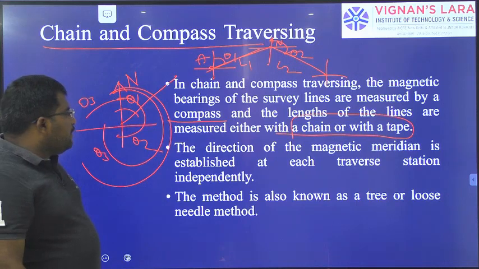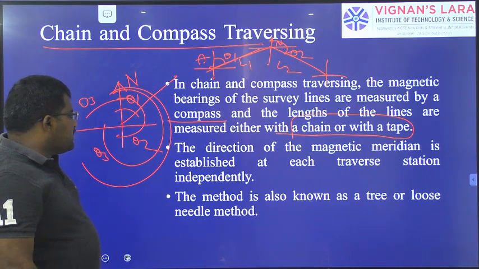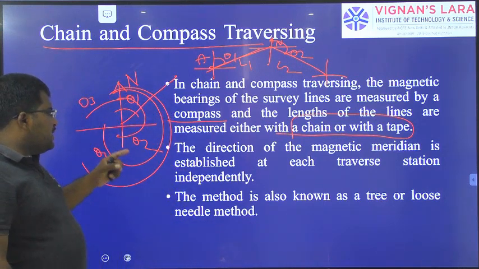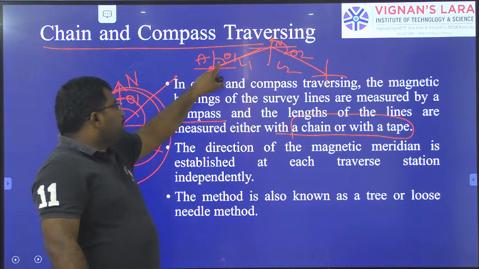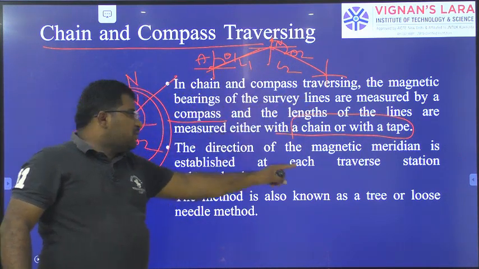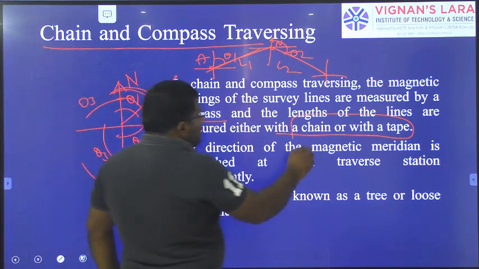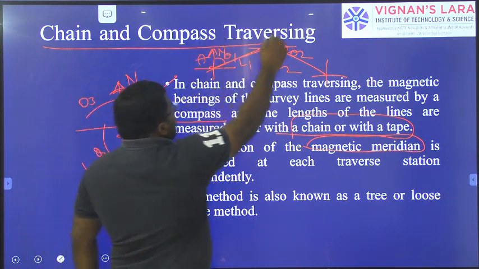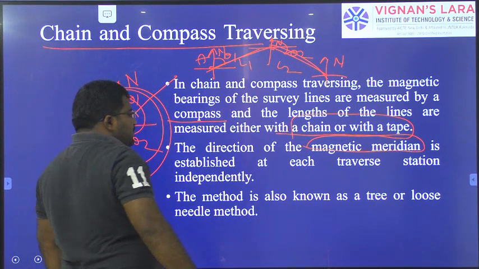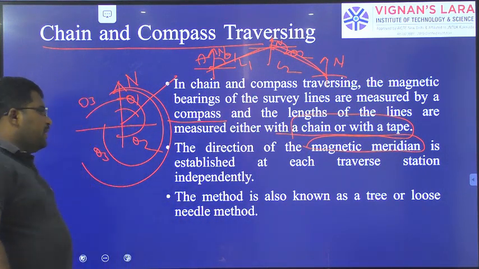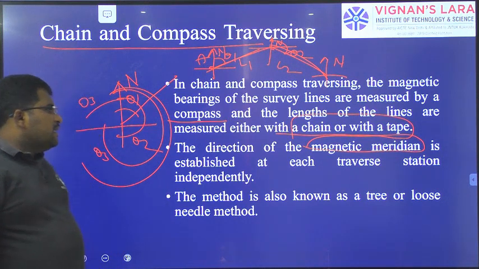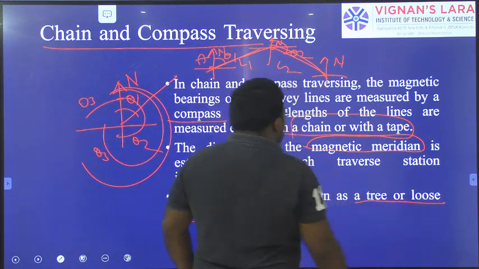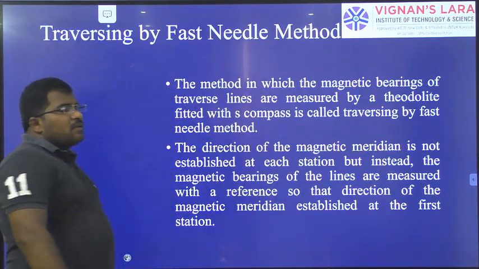The direction of the magnetic meridian is established at each traverse station independently. With the help of the compass, we establish the magnetic meridian here, here also, everywhere. That method is also known as the free or loose needle method. Next, move on to the third one.